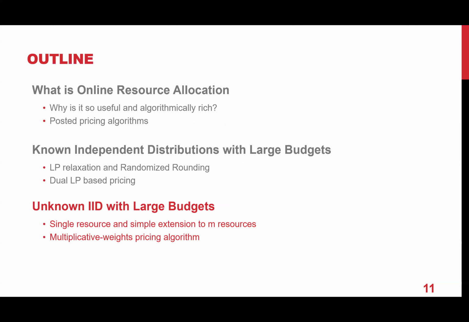Perfect. So in the next part of the talk, I'm going to focus again on the same problem under one additional assumption. The distributions for all the n requests will be identical. It's not that the ith request is coming from some ith distribution. These are IID requests from some fixed but unknown distribution. So the crucial thing is that it's an unknown IID distribution.